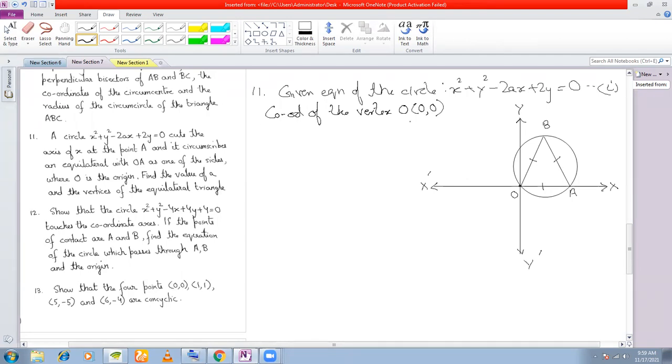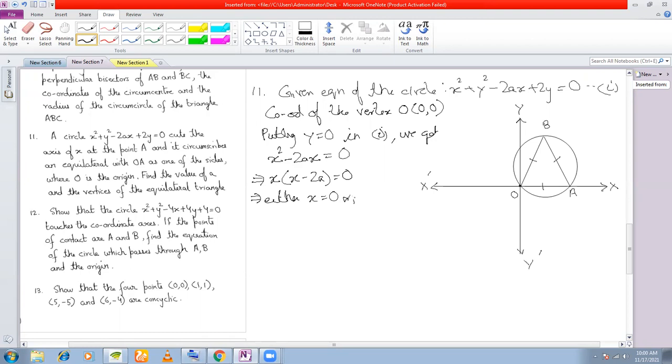So we know one vertex. Okay. Now we want to find out the coordinates of the other vertex A. A is the point where the circle intersects the x-axis. So what we do is put y is equal to 0 in 1. We get x square minus 2ax is equal to 0. That means you can take x out. Get x minus 2a is equal to 0. That means you have either x is equal to 0 or x is equal to 2a.